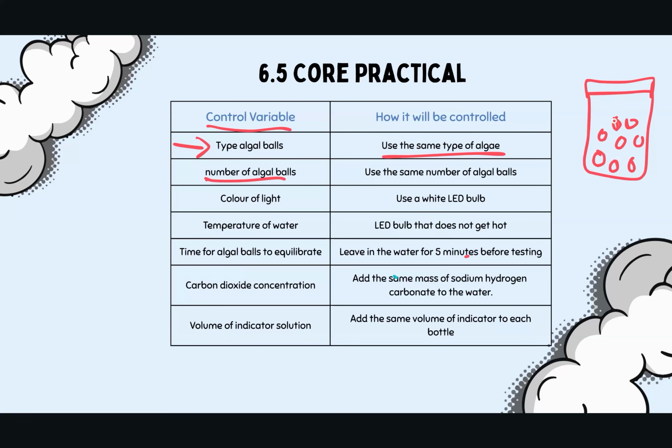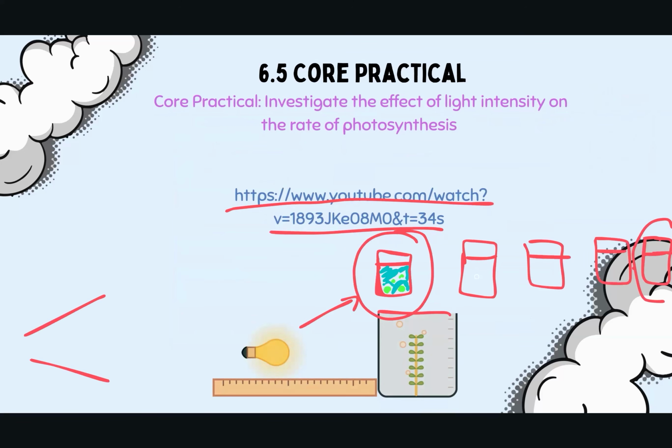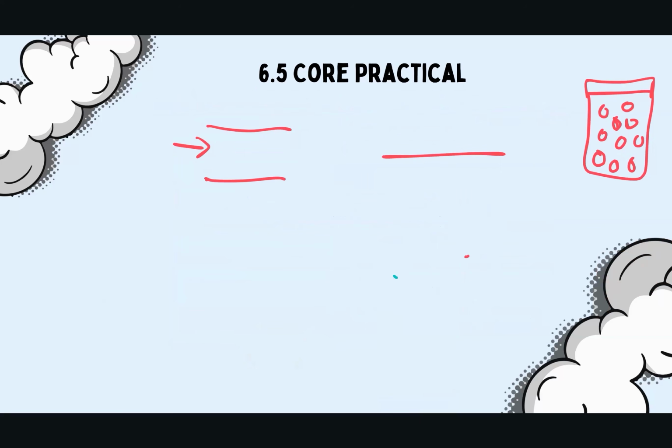So when you're writing the process here, you'd say, I added 10 algal balls to each tube, as in each one of these. So each one of these had 10 algal balls. They were then filled with water and an indicator.